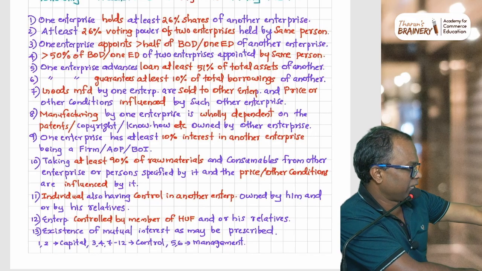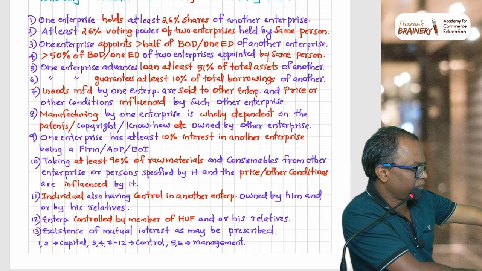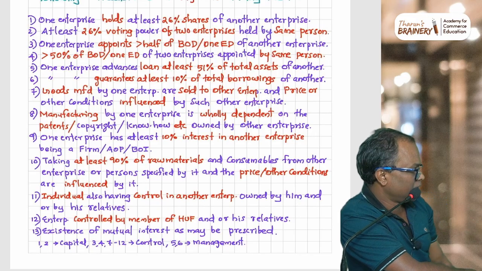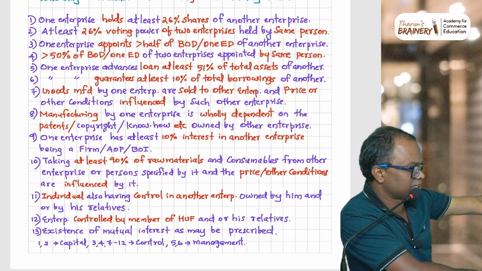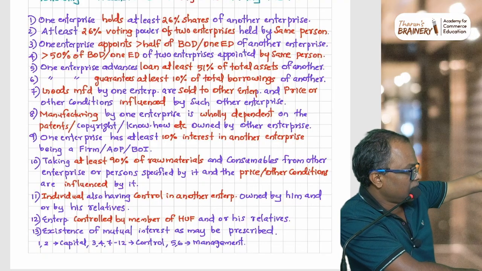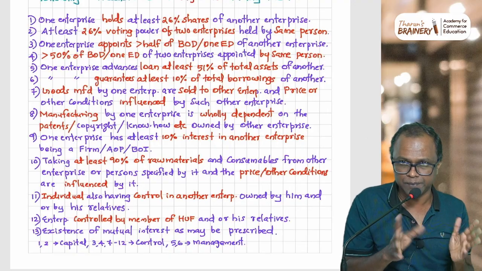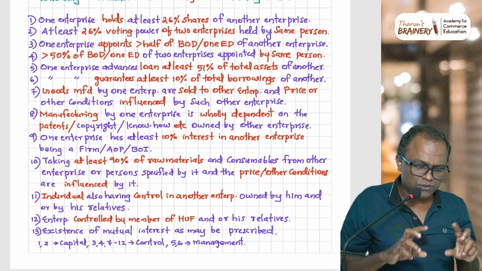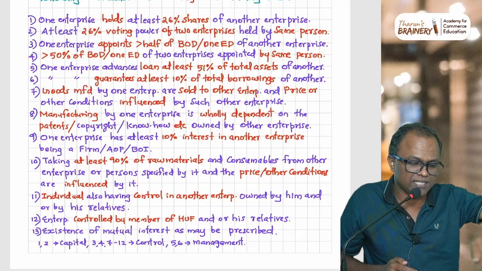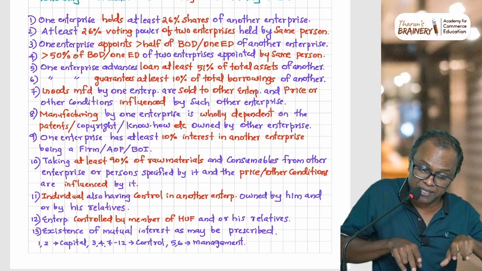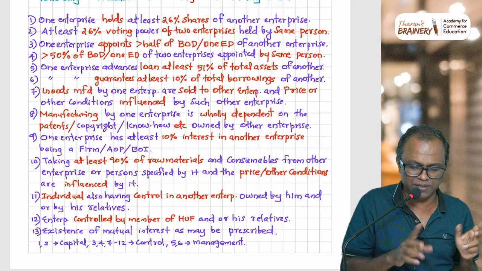And the last one is any other mutual interest as may be prescribed, but nothing has been prescribed. So effectively 12 relationships are there, out of which the first 9 or 10 are very important from your exam point of view. This is AE. Normally, to be said to be AEs, any one of these transactions should be carried out during the previous year. Then we can say both of them are AEs.